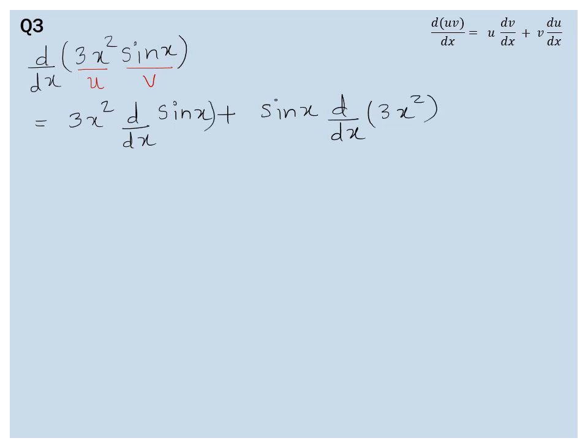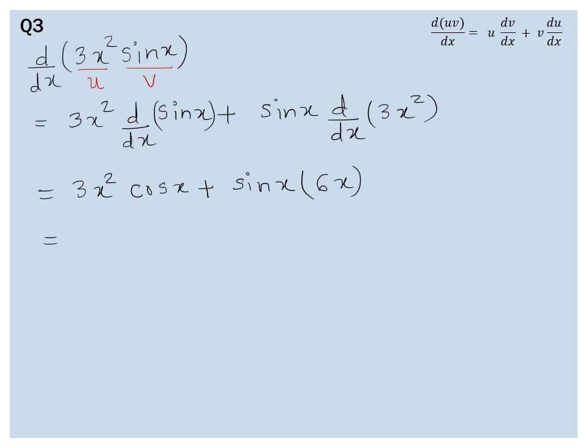We can put a bracket here also. So this gives us 3x square into derivative of sin x is cos x plus sin x into derivative of 3x square is 6x.